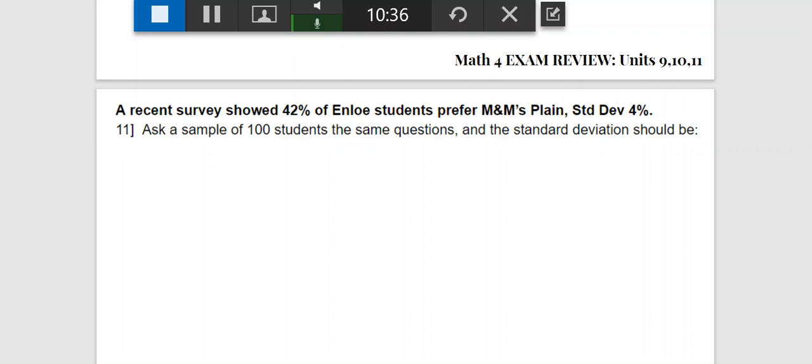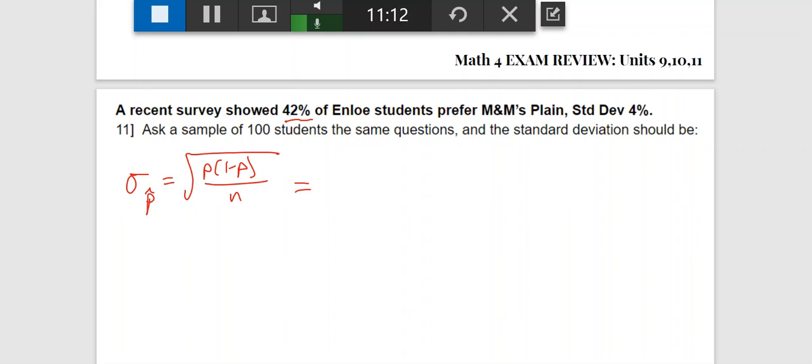All right, in this problem, 42% of NLO students preferred M&M's plain, standard deviation 4%. We asked a sample of 100 students, and the standard deviation should be. Now, in this particular case, 42% is considered the mean for this group. But when we start talking about the standard deviation of this sample, then we're going to have the square root of p times 1 minus p over n.